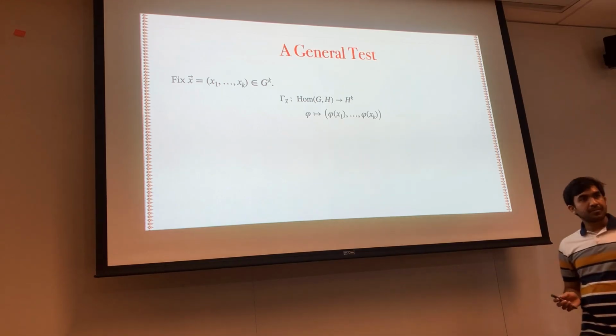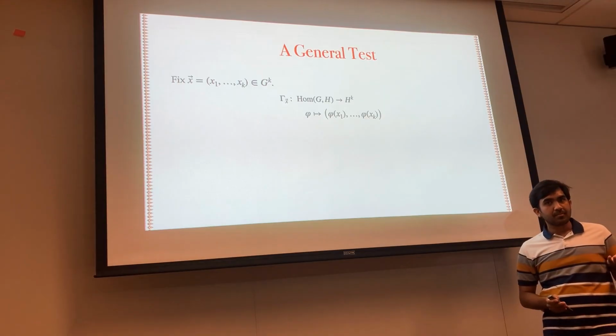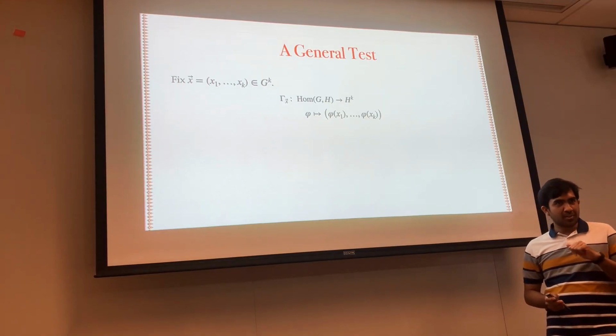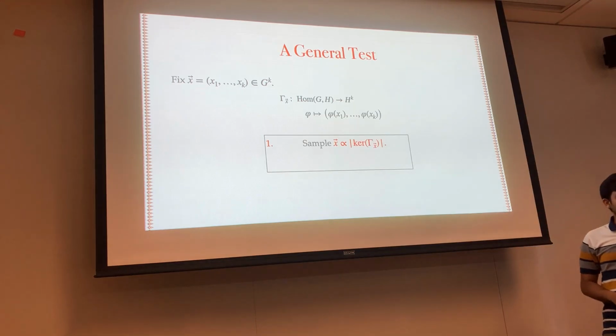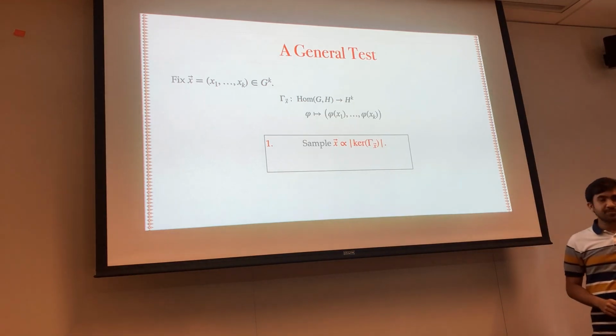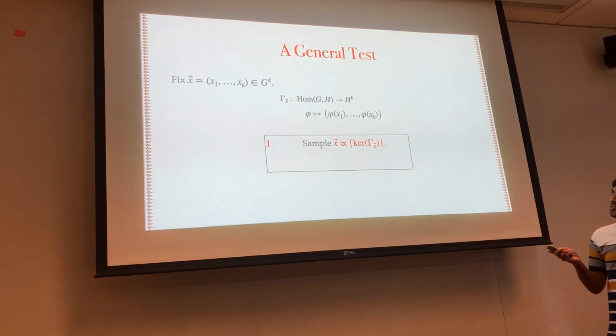Question. How large does K need to be? Because you wanted the max, but here you only have the Kth element. Very good. I will talk about it. That will determine the query complexity of the test. So the test is as follows: you sample a tuple from this distribution, and then you check this entire vector and check if it's in this image.